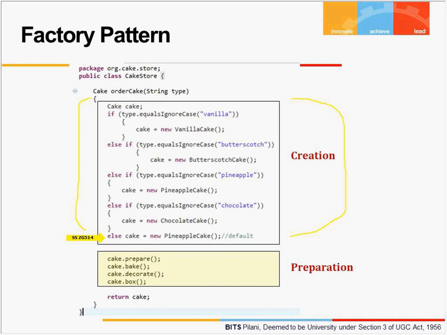And then the rest of it is the preparation. So once you have the cake object with you, you say cake dot prepare, bake, decorate, and box, right? So this is my entire logic, and then finally you return the cake object, right? So the entire logic inside my cake store class has a method which is order cake, which is a complex creational logic for creating the type of object that is required based on an incoming input parameter. Right? Now you can even visualize how this creational logic can become more complex if I have say 10 types of cakes, and every cake might even have different shapes associated with it, right? So then this creational logic becomes more complex, right?